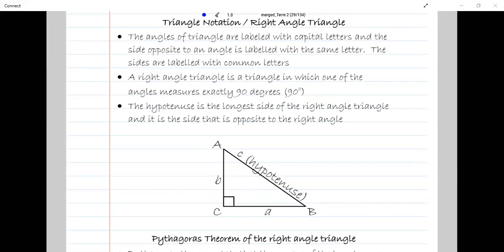All right, let me start from the top. The angles of a triangle are labeled with capital letters, and the side opposite to an angle is labeled with the same letter. The sides are labeled with common letters. Now, a right angle triangle is a triangle in which one of the angles measure exactly 90 degrees, as in the triangle below. Now, the hypotenuse is the longest side of the right angle triangle, and it is the side that is opposite to the right angle.